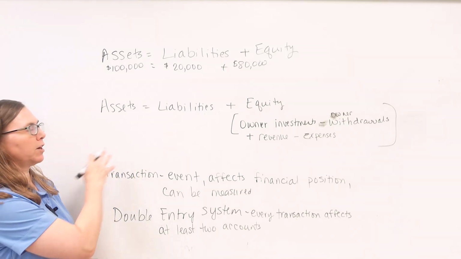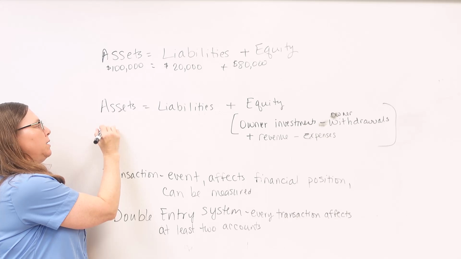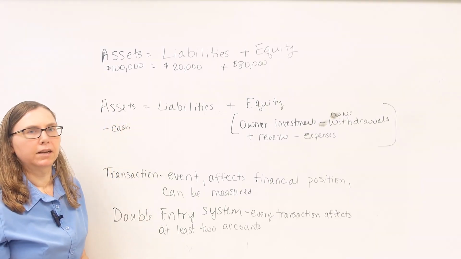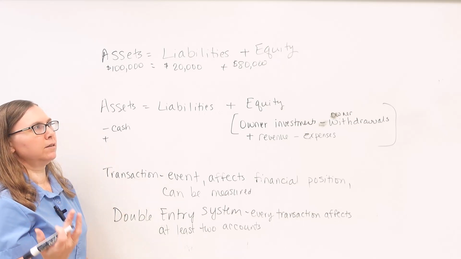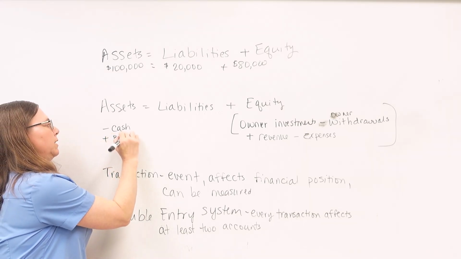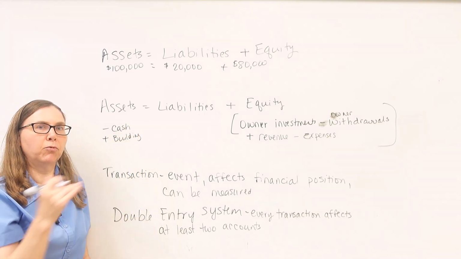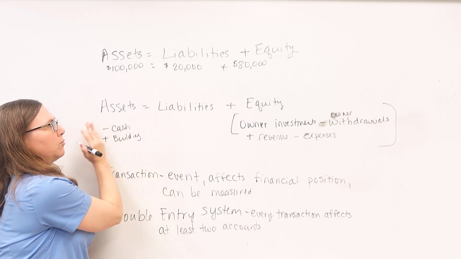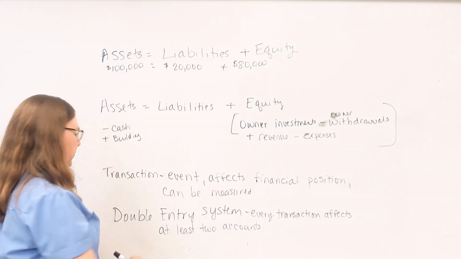So for example, if the company purchases an asset, they would be subtracting from one asset, probably cash or checking, and adding to another asset, maybe a building. Maybe they bought a building. So cash and building are both assets, so they're just adding to one, subtracting from another. It only affects one side of the equation. You're just adding and subtracting from the same side of the equation.